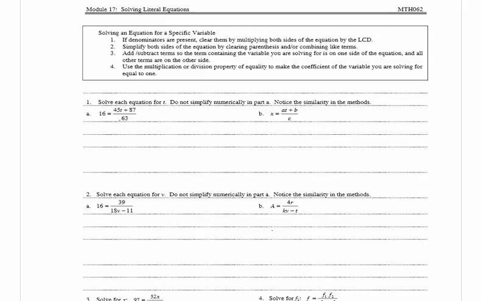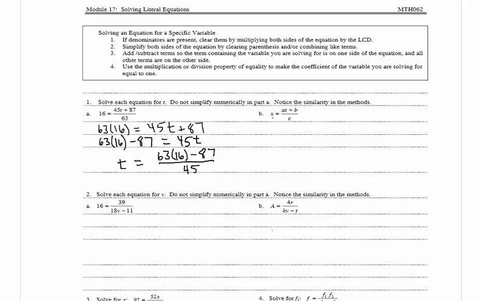So the first thing that we're going to do is multiply both sides by 63. So I get 63 times 16 is equal to 45t plus 87. And now I'm going to subtract 87 from both sides. So I get 63 times 16 minus 87 is equal to 45t. And now we're going to divide both sides by 45. And I get t is equal to (63 times 16 minus 87) divided by 45.